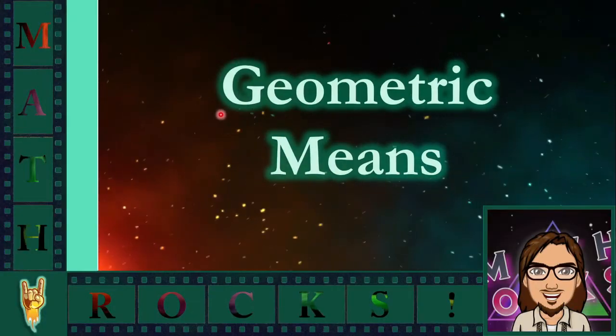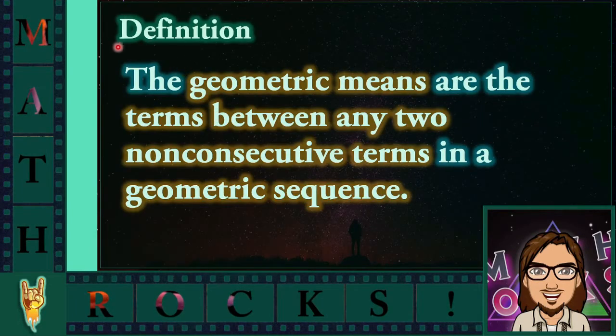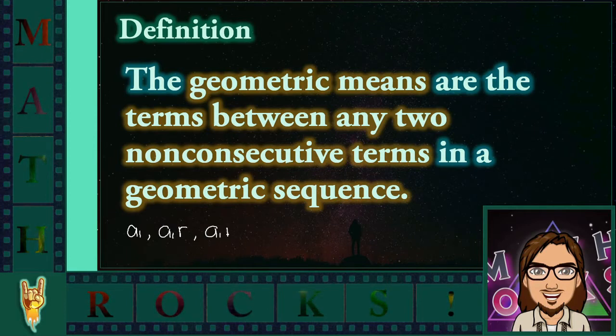So in this video, you will learn about the geometric means. And let us start with the definition of geometric means. The geometric means are the terms between any two non-consecutive terms in a geometric sequence. So let's say, for example, a geometric sequence in general is written as a sub 1 followed by a sub 1 times r followed by a sub 1 times r raised to 2, then a sub 1 times r raised to 3, and so on.